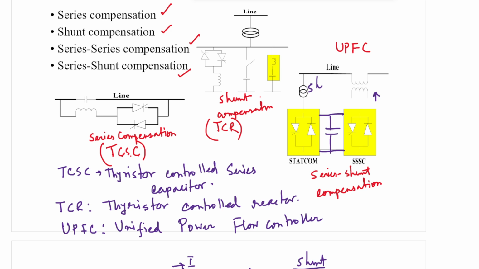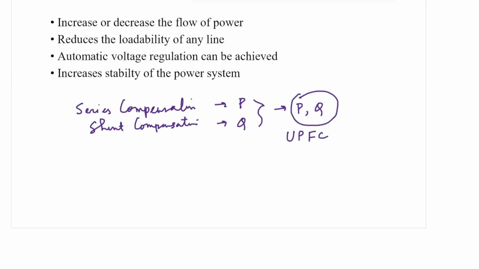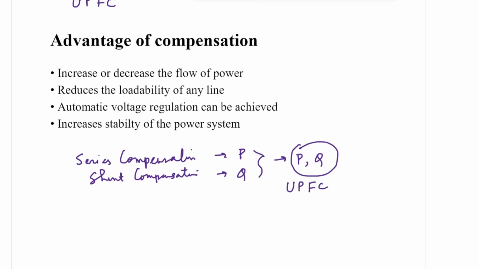So this STATCOM and SSSC can share active and reactive power among them without any dependency on the line side. It can inject power, it can draw power, both active and reactive, from the line, as well as this series compensator. This is the UPFC. So if you adopt UPFC, you can control both P and Q without dependency on the line side parameters.